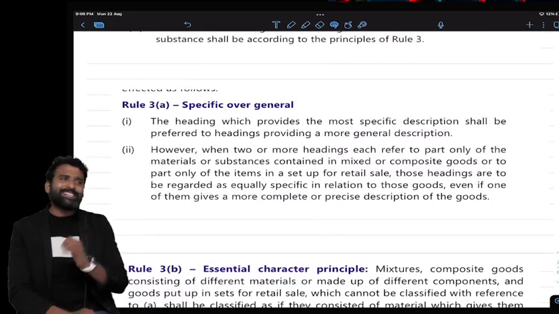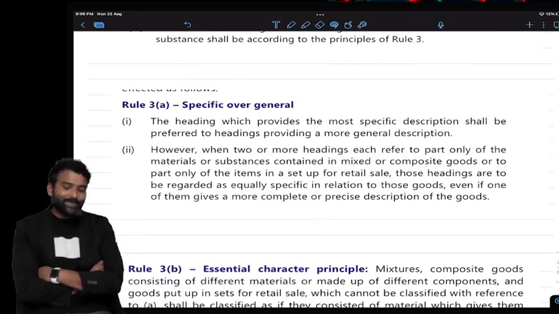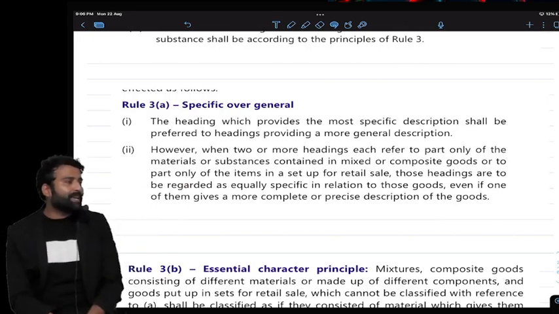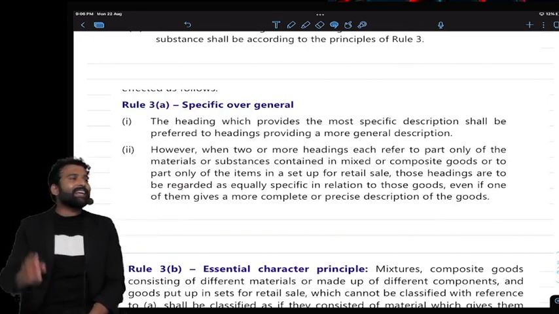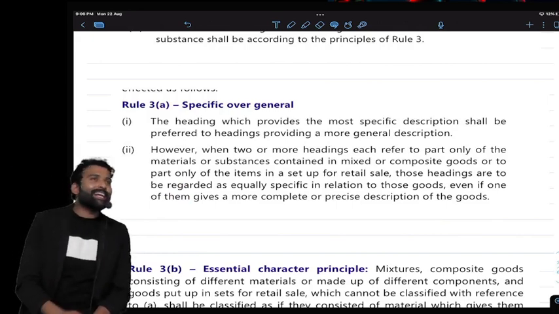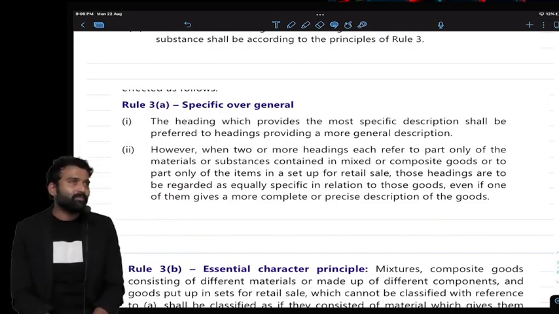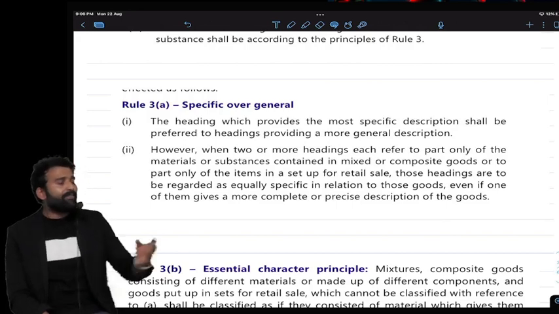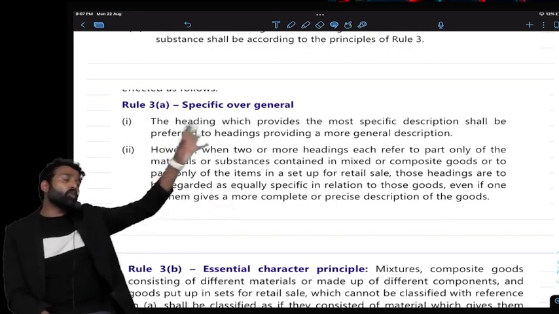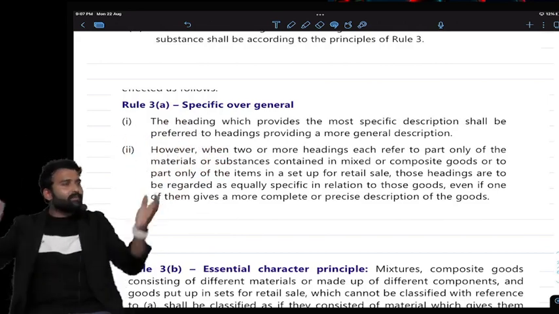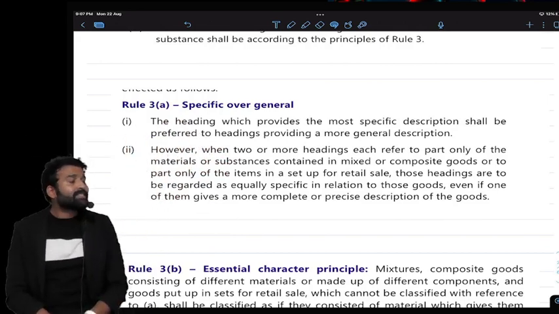Rule 3a is very interesting. What it says, special over general. अगर दो हेडिंग आपके टैरिफ में दी हुई है, एक जगह लिखा है इलेक्ट्रॉनिक आइटम्स और एक जगह लिखा है टेलीविजन, और मैं टीवी इंपोर्ट कर रहा हूं, तो बताओ मैं उसे इलेक्ट्रॉनिक आइटम मानूंगा या टेलीविजन मानूंगा? If I am importing television and there are two different headings in the tariff, first one is electronic item, second one is television, then what rule will prevail?